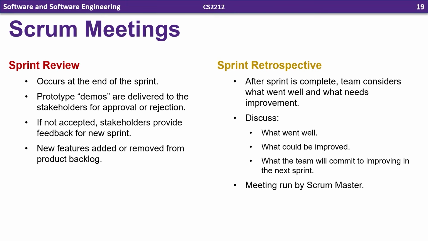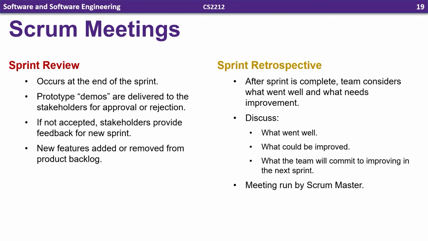There are 2 more meetings. One is the sprint review meeting, and that occurs at the end of a sprint. So the prototype they make, or the demos, are delivered to the stakeholders for approval or rejection. So during that meeting, the product owner and possibly some other stakeholders are given the prototype, which shows the demo, and they have to provide feedback for the next sprint. And during this meeting, new features are commonly added or removed from the product backlog based on the feedback from the stakeholders.